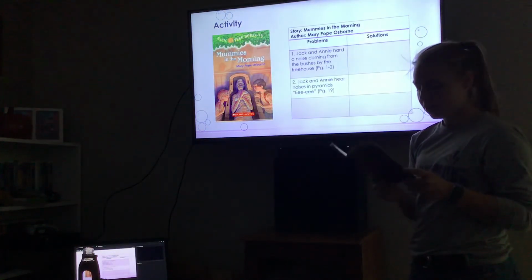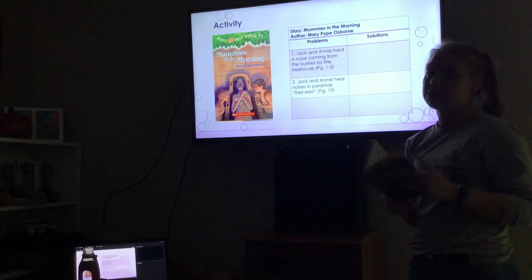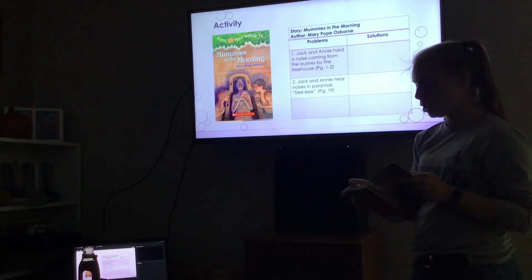So after reading the first chapter, do we know what noise they heard yet in the bushes by the treehouse? No. Do we have any suggestions? Do we think it's the person that left them the books?